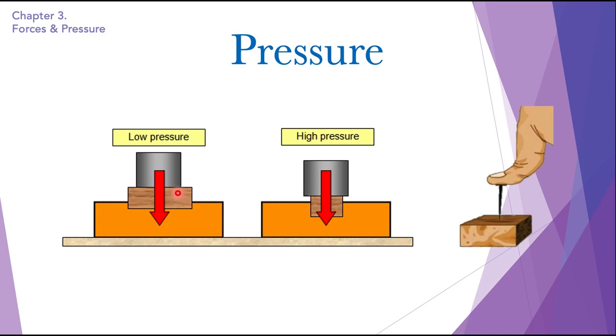So another example of high pressure and low pressure is if you are unlucky enough to find yourself standing on thin ice, it is advisable to lie down on it to spread out your weight. So this reduces the pressure and the ice is less likely to break, because the area would be bigger and the pressure would be less.